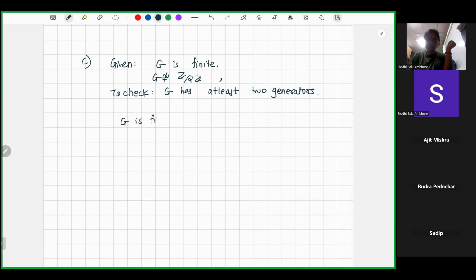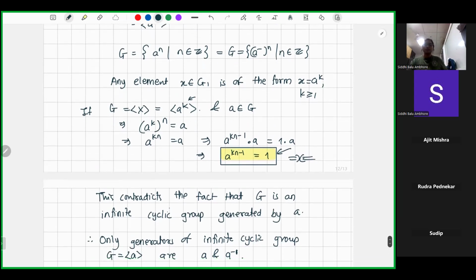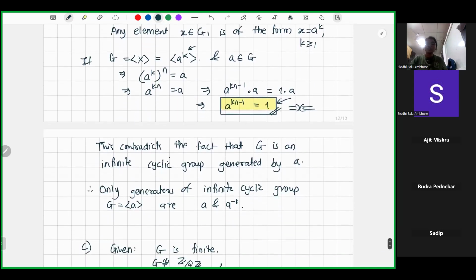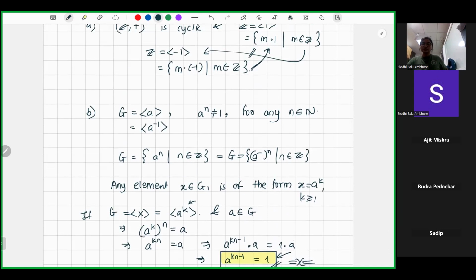Okay, so G is finite, and so G is generated by A such that A power K is 1. So what was the problem in the earlier case? What's the difference? Here, the infiniteness of G, G was infinite. That's why when we arrived at this condition, we could say that it contradicts, and that's why it has only two generators. And A and A inverse are not the same in the infinite case, because if A is equal to A inverse, then this will just say that A square is 1.